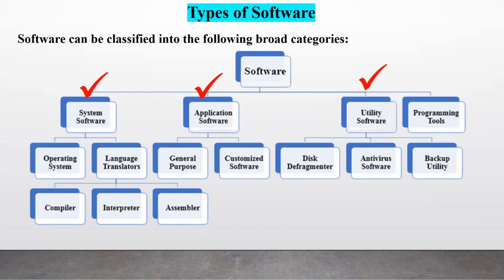Now, in this types of software chart, we have learnt completely about the system software and application software and utility software. Next, we are going to learn about the programming tools and the subdivisions of programming languages such as low-level and high-level languages, language translators, and program developing tools.